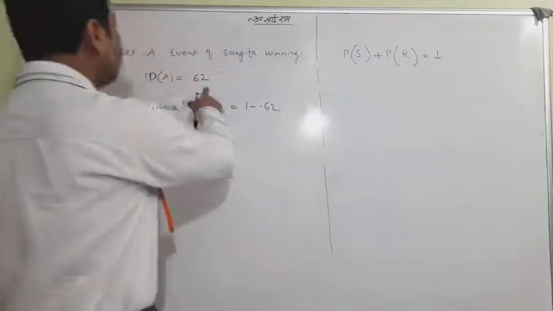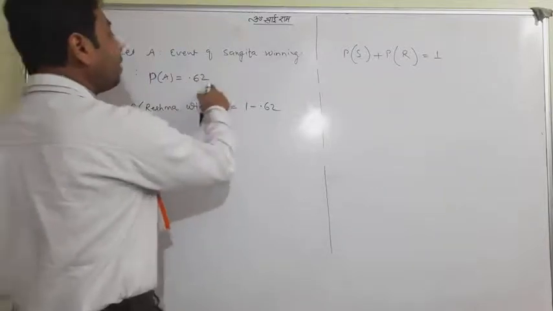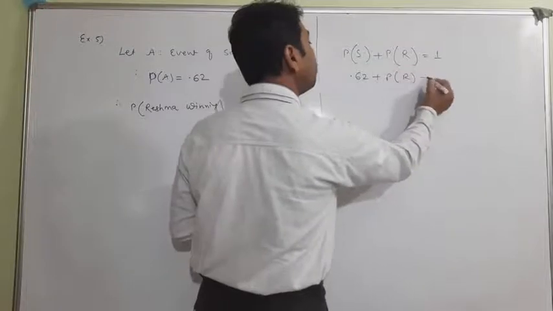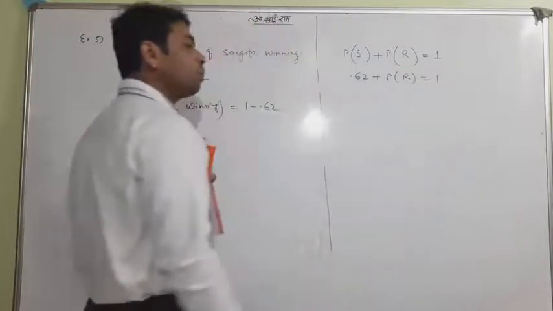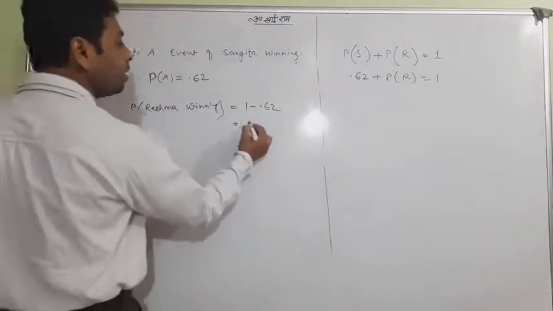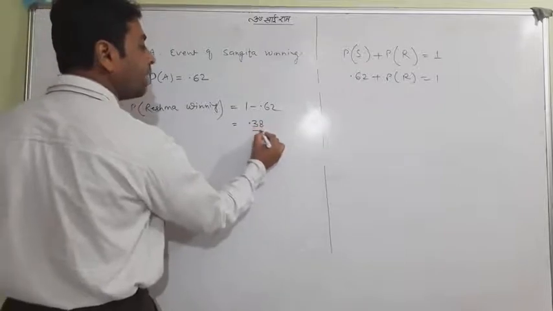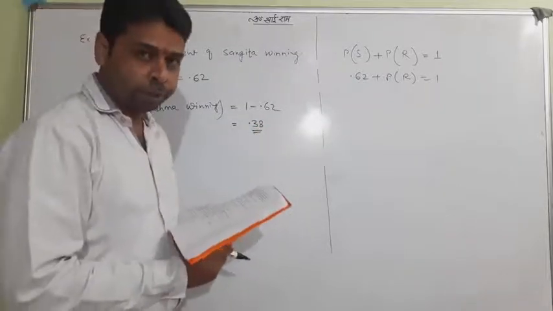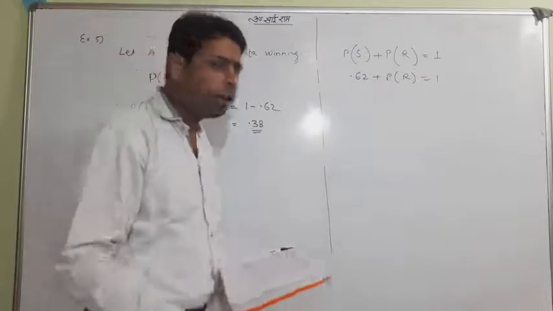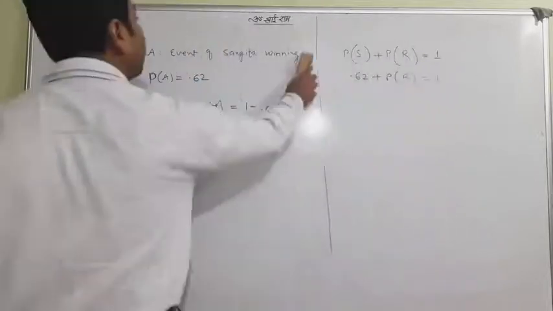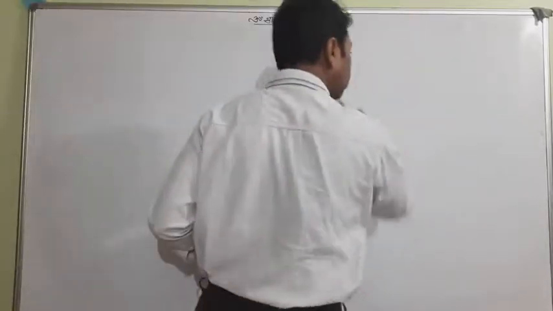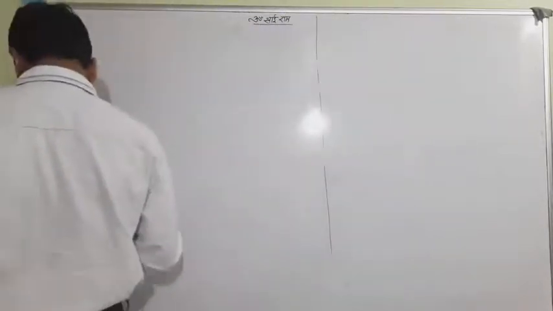If the probability of Sangeeta winning is 0.62, what is the probability of Reshma winning? Definitely it is 1 minus 0.62. So we'll have the answer: 0.38. This is the probability of Reshma winning the match. So this is a very simple example. One should only understand the language, otherwise there is nothing in this question.